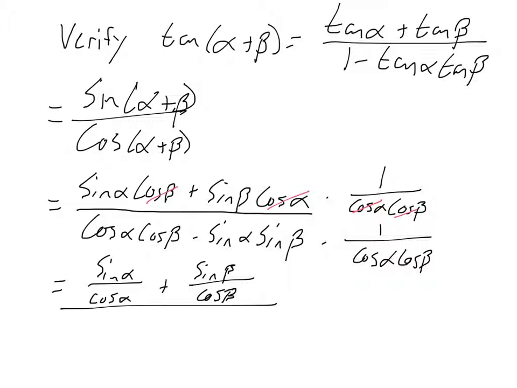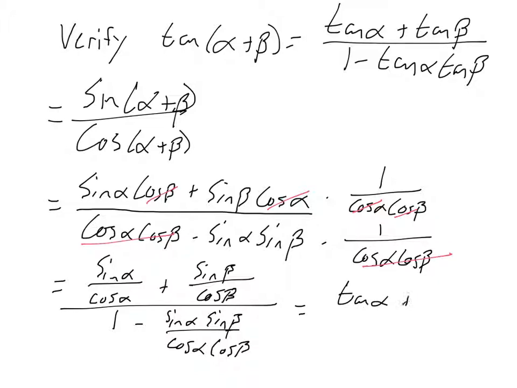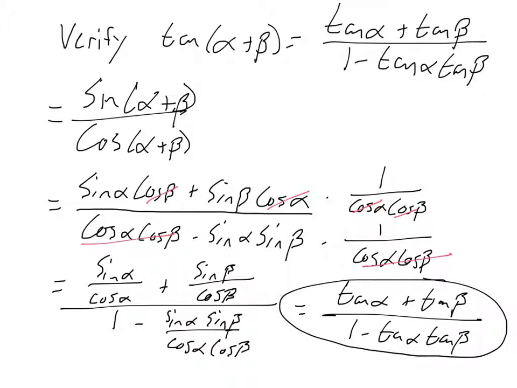Now, bottom here, cosine alpha cosine beta will cancel entirely, of course, so we'll get 1. And then we'll end up with sine alpha sine beta over cosine alpha cosine beta. And if we just go ahead and write this all in terms of tan, we get tan alpha plus tan beta over 1 minus tan alpha tan beta. So there we go. That has verified the identity right there.